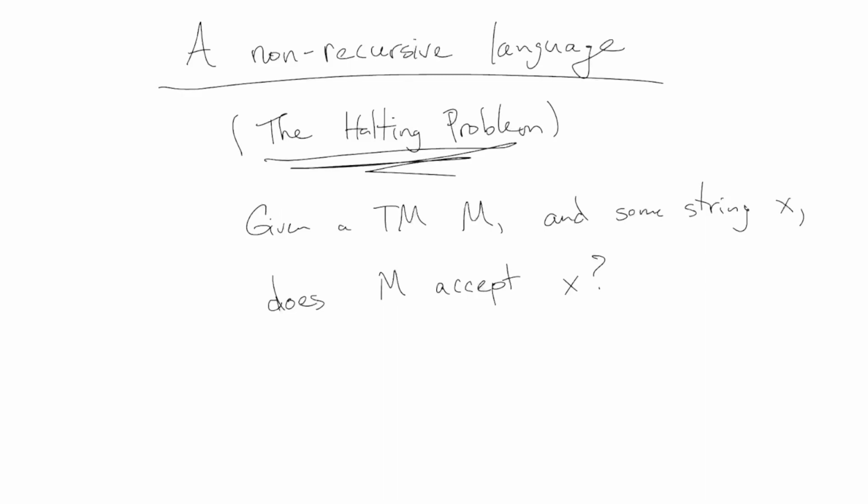Actually, it's not accept, sorry. I mean, does M halt on X? And what I mean by halt on X, I mean M does not do an infinite loop. So I don't really care about accept versus reject, it's just does it have an infinite loop or not? All right, that's the question. If somebody gives me a Turing machine and a string, can I decide whether that Turing machine halts on that string or not? This is called the halting problem. Halt means it either accepts or rejects, but it does not loop forever.